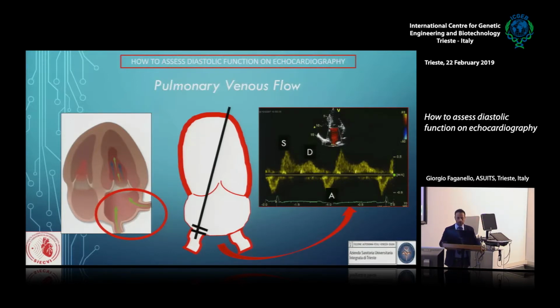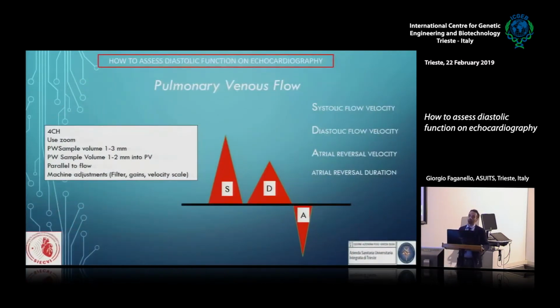So how do you do that? You need to put the four-chamber view, and use the zoom just to see where the pulmonary veins are. And pulse wave again, sample volume 1 to 2 millimeters into the pulmonary vein. You must be parallel to the flow. And again, the usual adjustments. And you will get these three waves. Systolic flow velocity, diastolic flow velocity, and then an atrial reversal velocity. And then you get another piece of data from this A wave, the duration of the A wave.